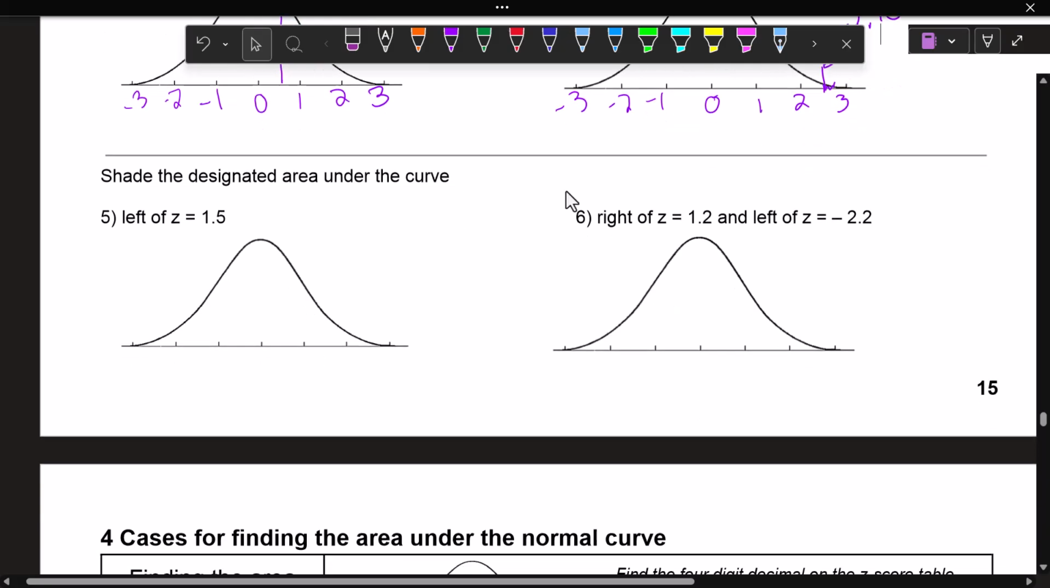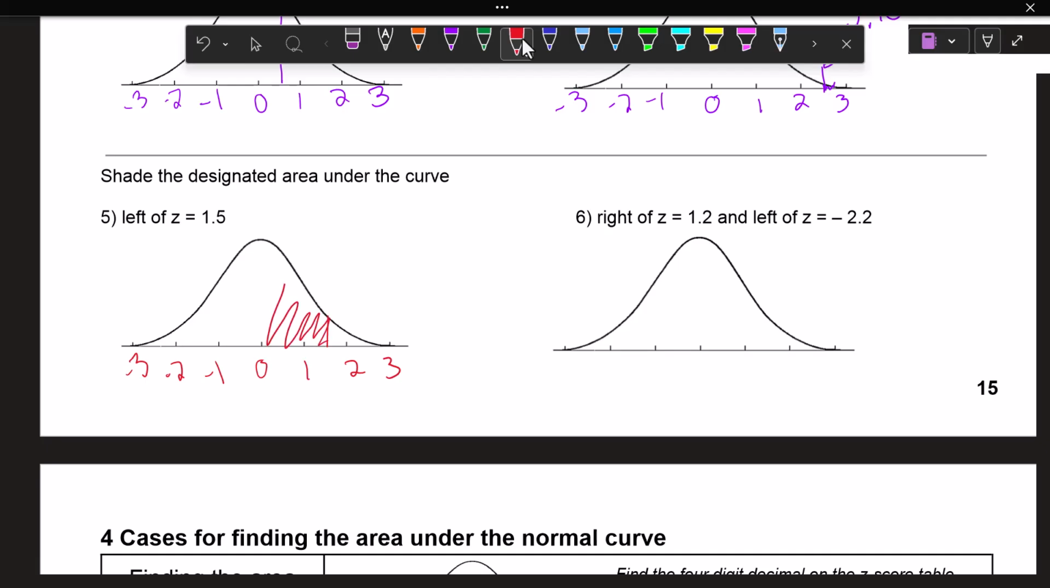All right, so now we'll do the same thing, but we're going to shade the area in a certain direction. Again, I want to write my numbers here. We don't always have to write them, but once we first start, probably a good idea. Area left of 1.5. So 1.5 is in the middle of 1 and 2. And area to the left is all that.